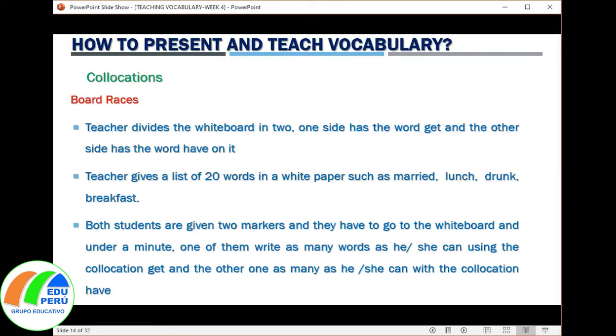Notice you're practicing here, you're showing your students the collocations related to the verb get and the verb have. No? Get drunk, get married, have lunch. Notice these are called collocations. Some words that usually go together. And one way to present vocabulary to our students is using the board. All right? You could use the board.